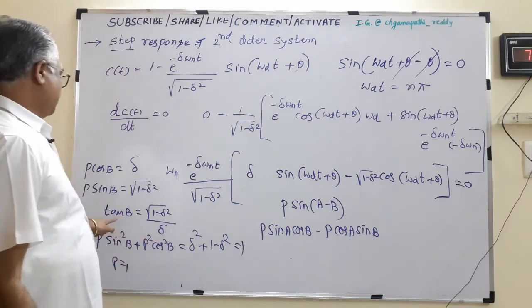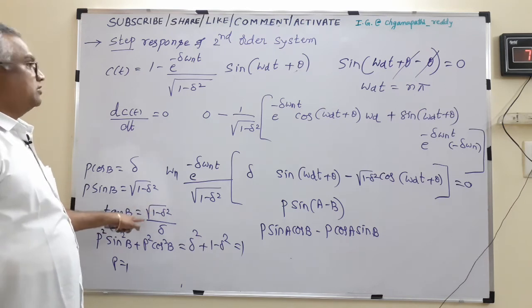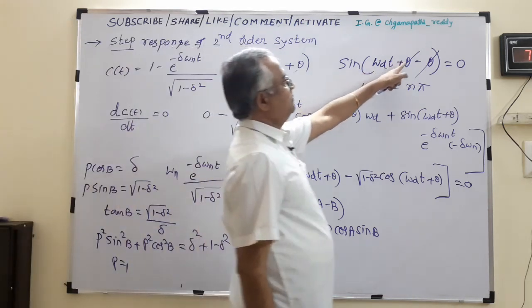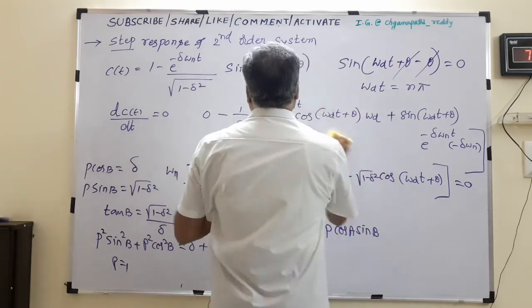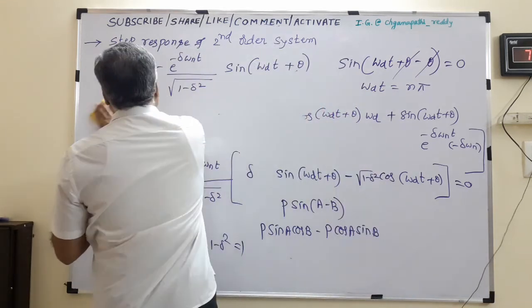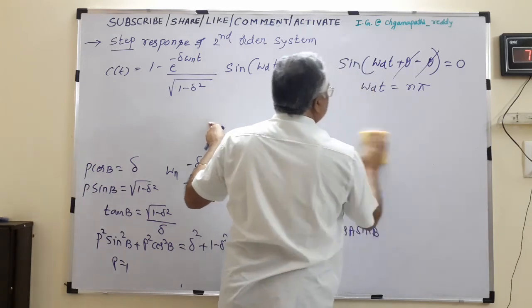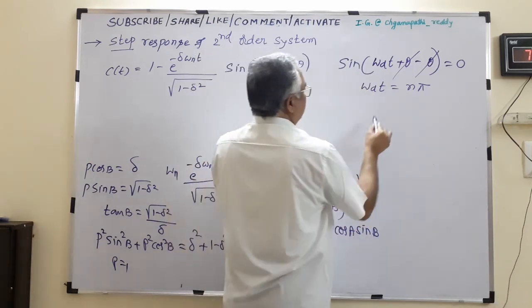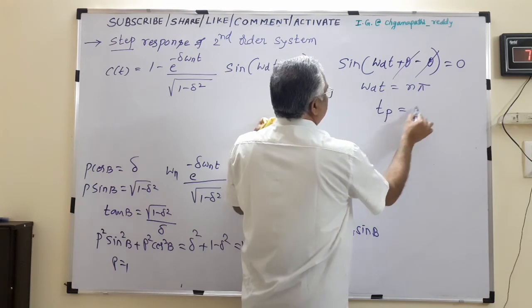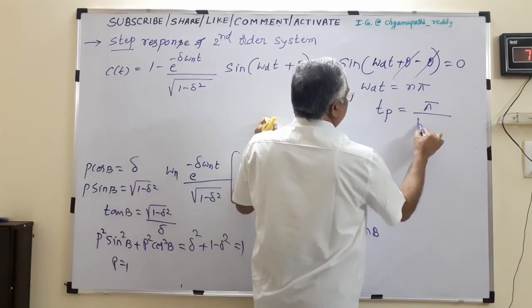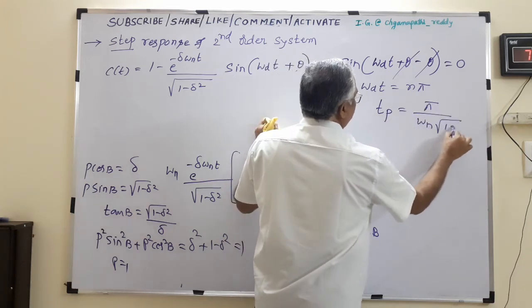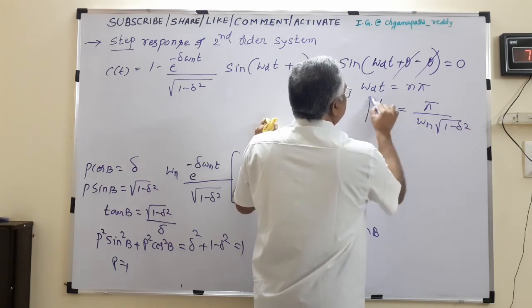Okay. So here B is tan inverse, same thing. This theta also tan inverse, same. So both will cancel. So what is Tp? Tp is equal to pi by omega n root of 1 minus delta square. This is the answer.